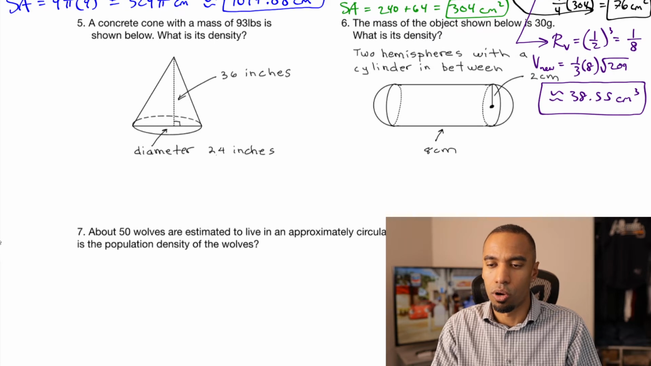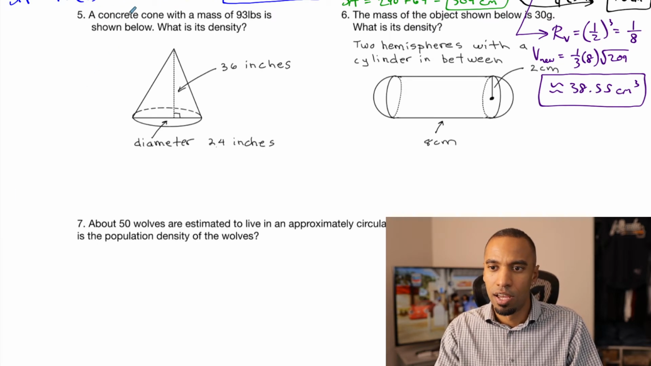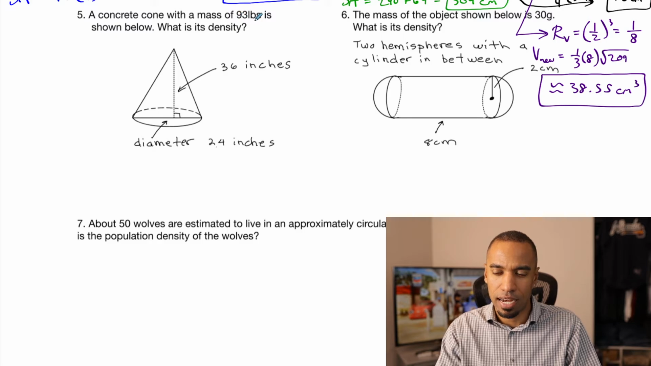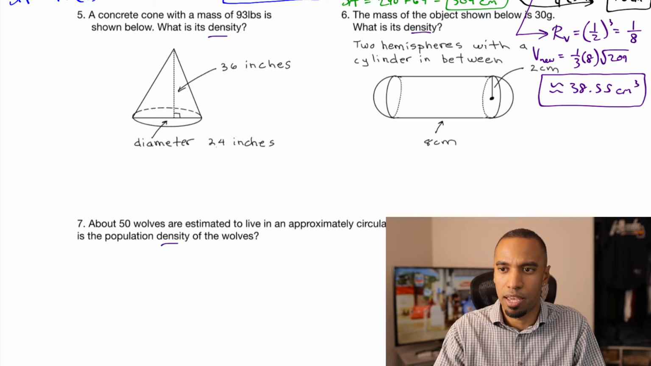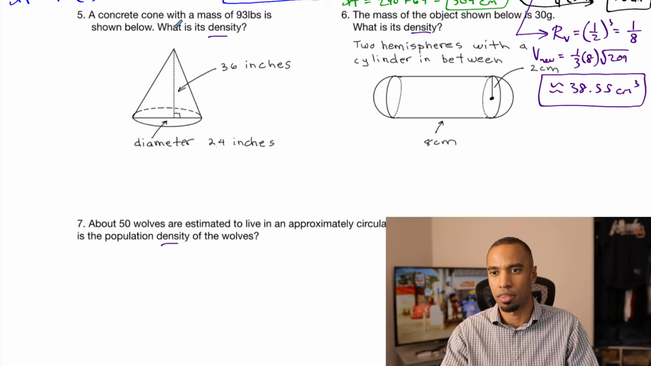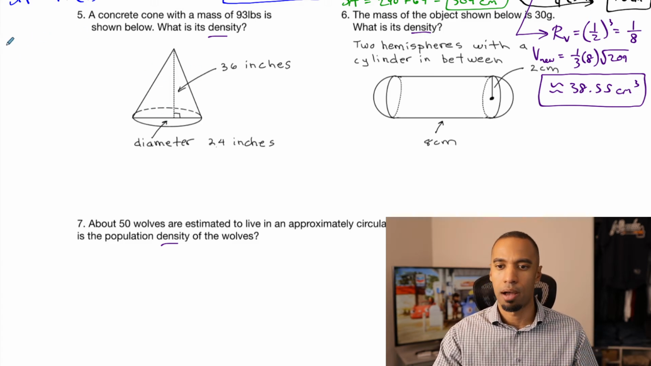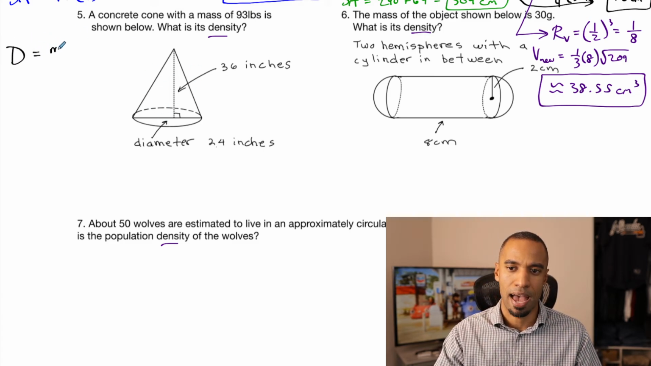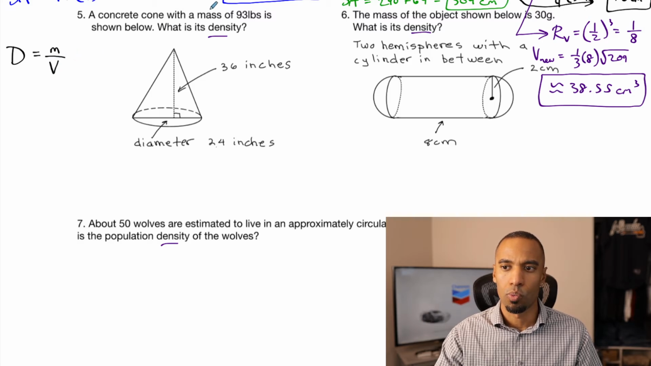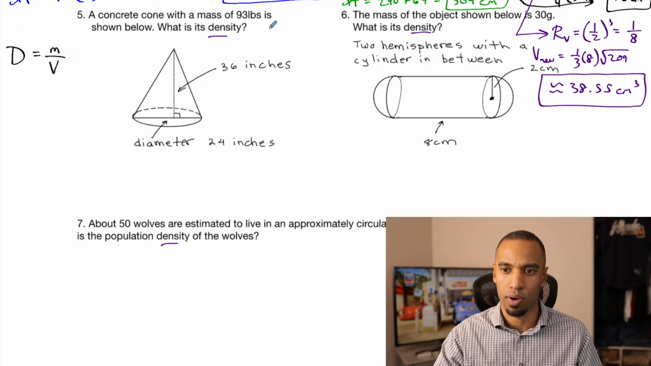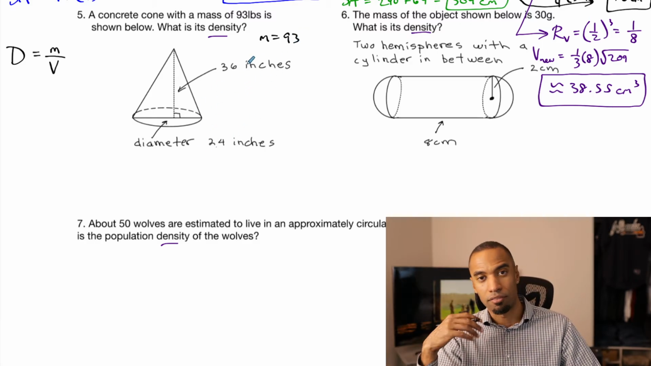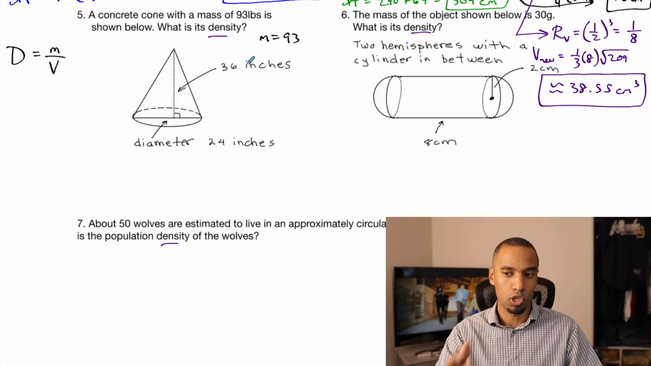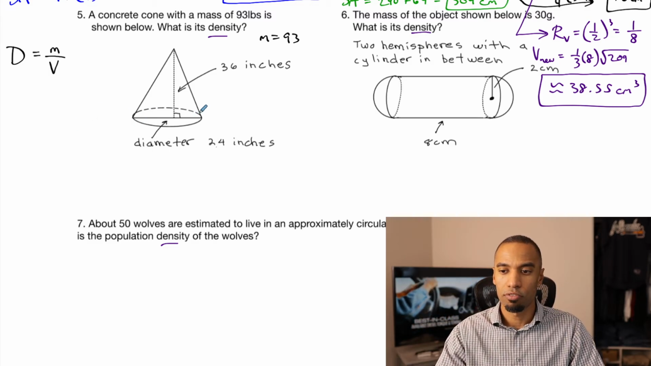Okay, 3 more questions in total. Number 5, a concrete cone with a mass of 93 pounds is shown below. What is its density? All right, these questions say density here, here, and here. So these are all density-based questions. That doesn't mean we don't still calculate things, because density of an object can be calculated as its mass divided by its volume. We have the mass of 93 pounds, so M is 93. We need the volume, and then we'll have density, and we'll have it in pounds per cubic inch for this thing. So let's still find the volume of this.